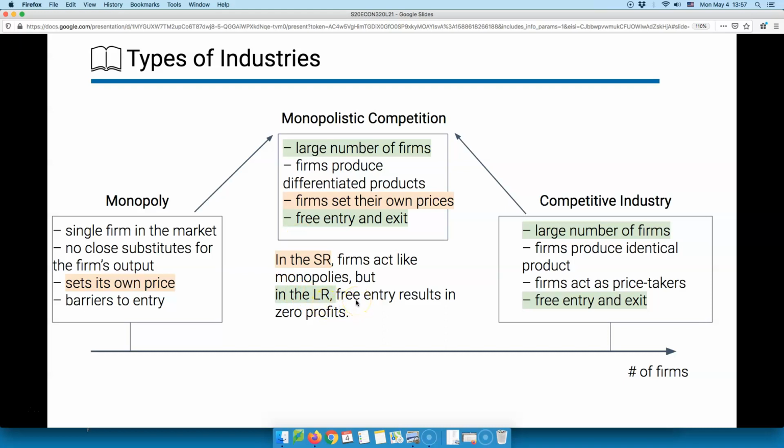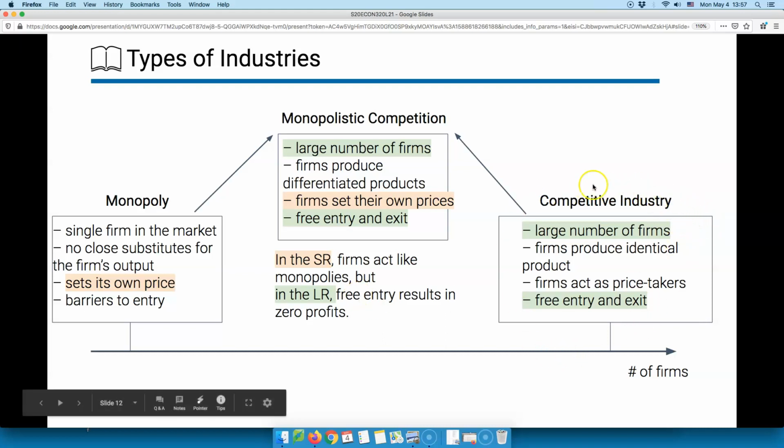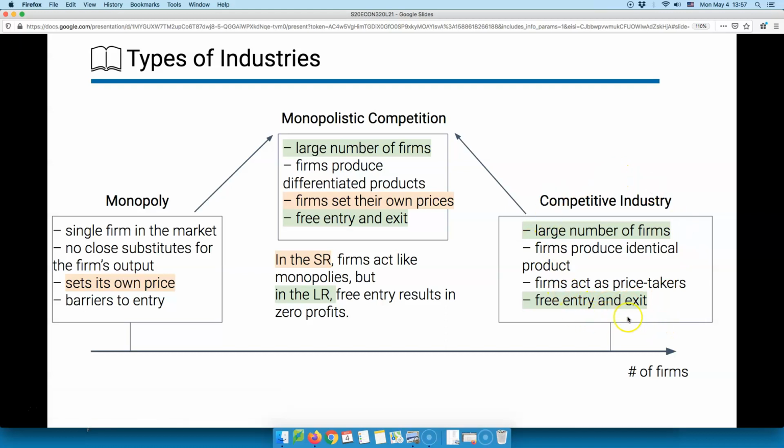And here's the example that I was thinking about. A good example of a competitive industry would be Uber or Lyft. When you need to get a ride, you don't really care who you get a ride from as long as they're well rated. So drivers offering rides through Uber or Lyft produce a product that's identical. You don't care about the identity of the driver as long as you get the ride. Think about monopolistic competition as Airbnb.